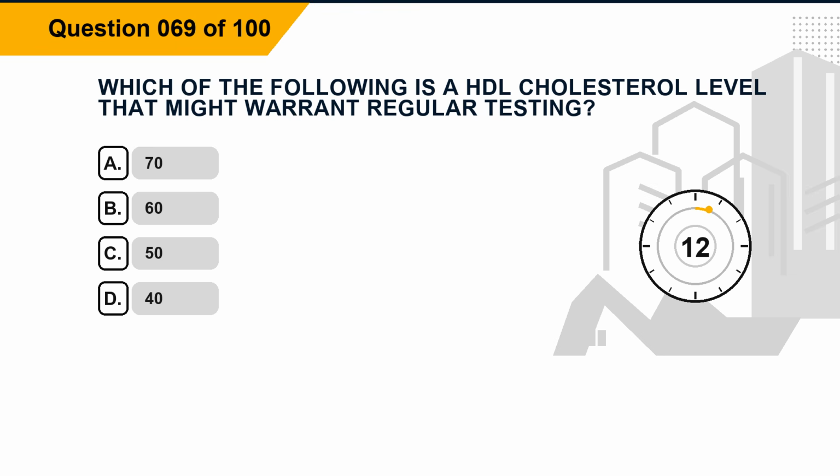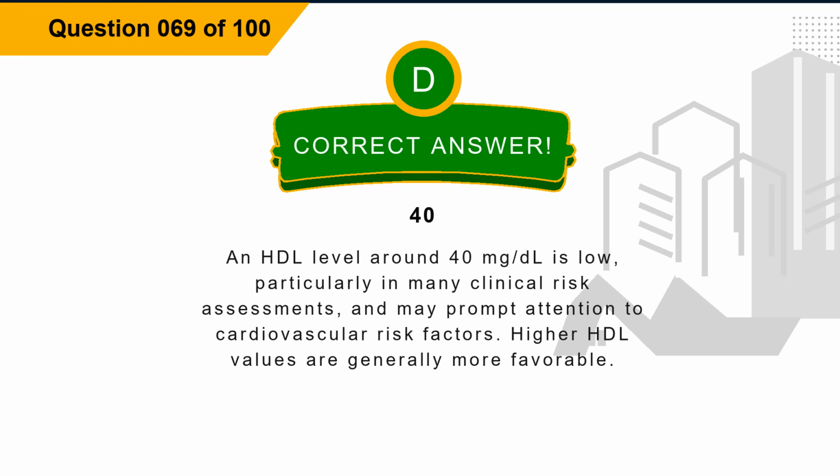Question 69. Which of the following is an HDL cholesterol level that might warrant regular testing? Option A, 70. Option B, 60. Option C, 50. Option D, 40. The correct answer is option D, 40. Explanation. An HDL level around 40 mg/dL is low, particularly in many clinical risk assessments, and may prompt attention to cardiovascular risk factors. Higher HDL values are generally more favorable.